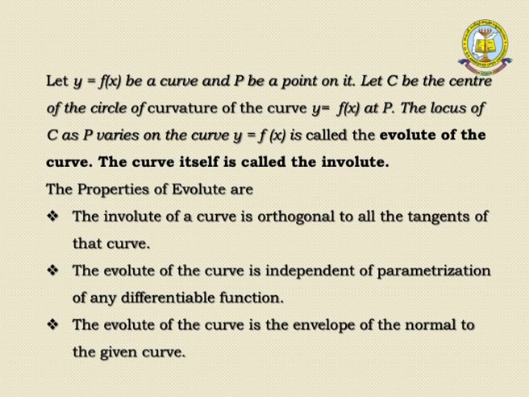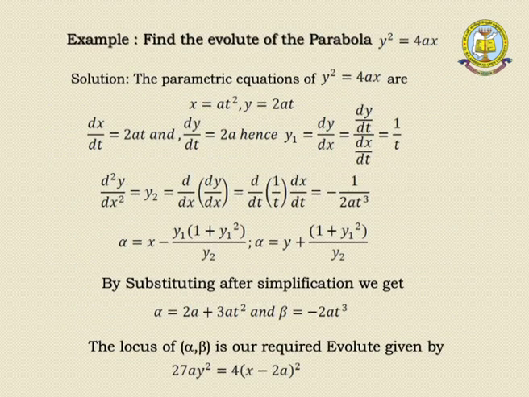So, what are the important properties of evolutes? The involute of a curve is orthogonal to all the tangents of the curve. The evolute of the curve is independent of the parameterization of any differentiable function. The evolute of the curve is the envelope of the normals to the given curve. So, these three properties you have to remember.